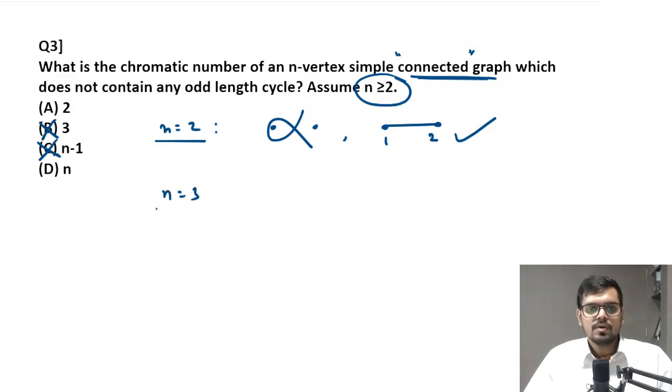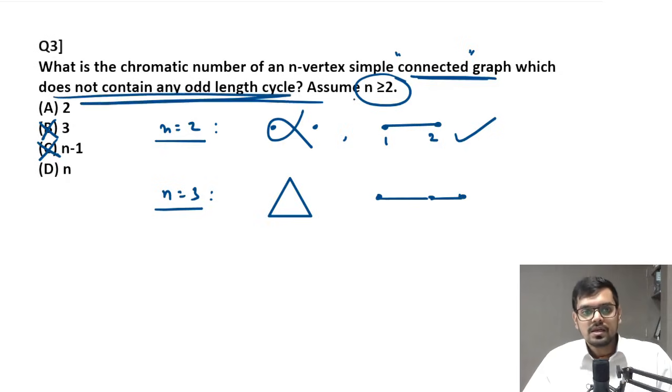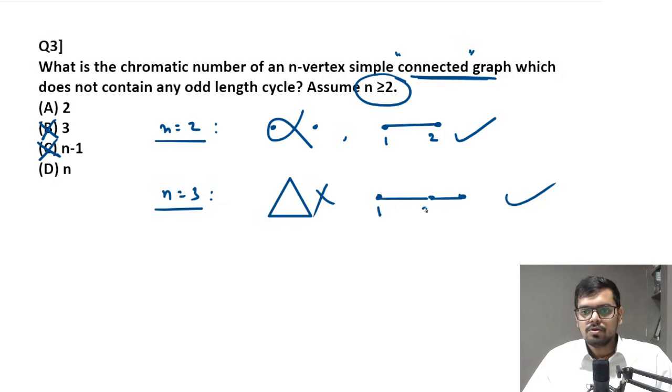What if n is equal to 3? What will happen? 3 vertices can be joined like this. These are the options. They are saying it does not contain any odd cycle, and here we will have an odd cycle. So if it is an odd cycle, not allowed. This is allowed. So 1 2 1, again 2. When n is 3, colors are 2. So this is wrong. Option A is correct.